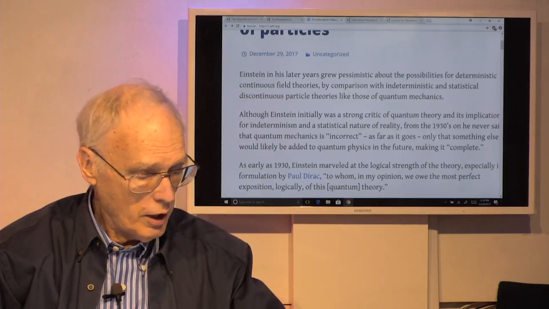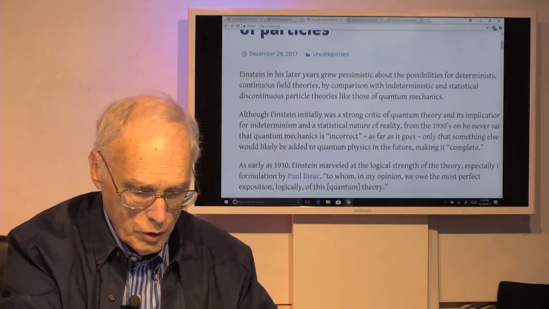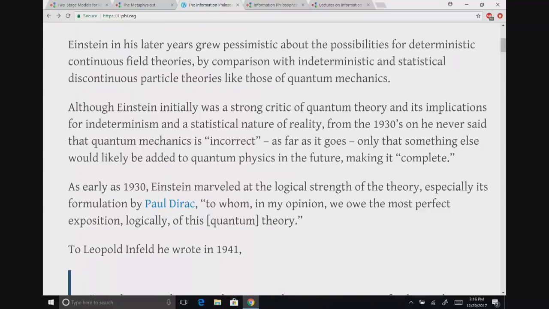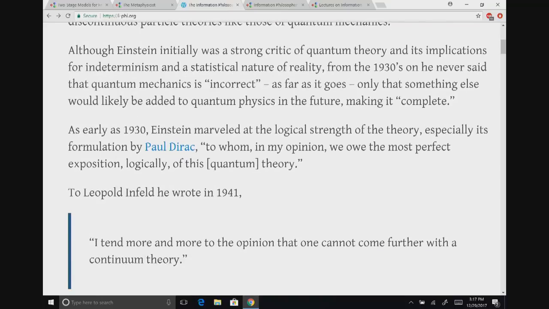So Einstein, anyway, coming back, although initially he was a strong critic of quantum theory and its implications for indeterminism and a statistical nature of reality, from the 1930s on, I want to show and prove that he never said that quantum mechanics is, quote, incorrect, as far as it goes, only that something else would need to be added to quantum physics in the future to make it what he called complete.